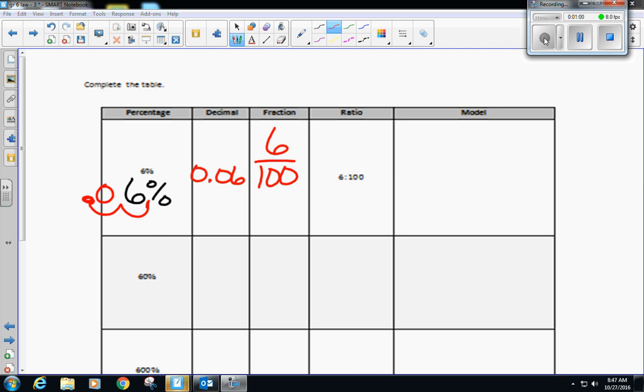Yes, sir? Would you have to simplify that? Yes. And then we would be simplifying. So in this case, we're dividing them both by 2, becoming 3 over 50. Remember the general rule that if they're both even, you can always at least simplify by 2, if not something else. Okay? The ratio, 6 to 100, you can also write it this way. Obviously, you can also write it in the fraction format, which we've already done. You can also write the ratio with the reduced fraction, which is 3 to 50.